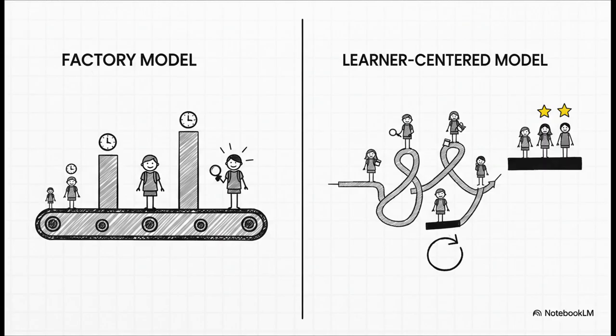And here's the huge shift. In that old factory model, everybody got the same amount of time, which meant achievement was all over the place. The new learner-centered model completely flips that script. Now, time is the flexible thing. The goal is constant. Everyone reaches mastery. And how do you make that happen? You guessed it, through good architectural design.